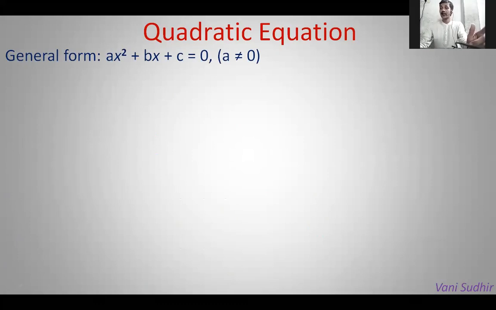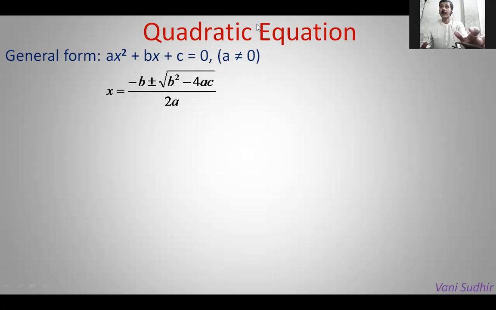or roots of this quadratic equation, we have a direct formula, that is minus b plus or minus under root of b square minus 4ac upon 2a. Here this b square minus 4ac is the key to describe the nature of the roots. We'll denote it with delta. It is also called discriminant, b square minus 4ac.